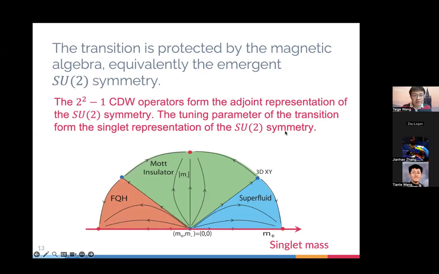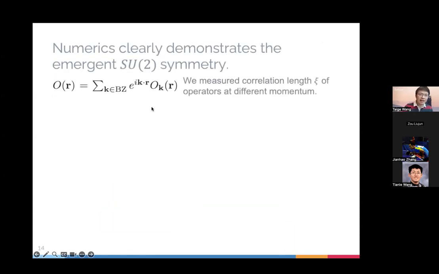Yeah, a better way to say it is that this intermediate phase breaks the magnetic translation symmetry. Okay, so how do you verify that the low energy critical theory was indeed this QED-Chern-Simons theory? A very nice probe you can look at is this emergent symmetry.